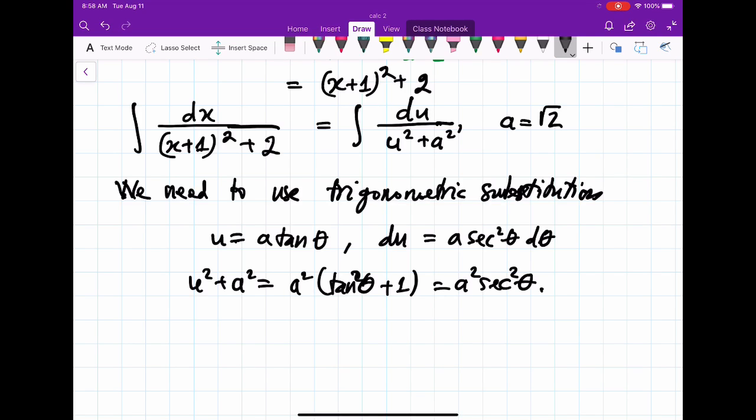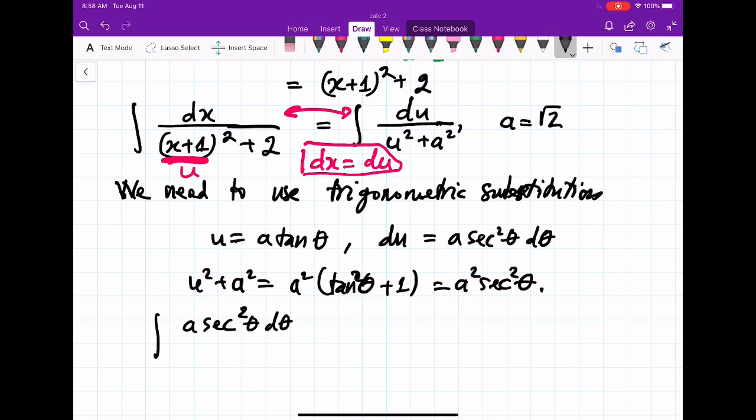When you do this substitution, I didn't mention this, but when you put u equal to x plus 1, dx is just du, so we don't change anything in the integral. But if this part is a little bit different, sometimes we need to change. Agree? So my integral, du is a secant square theta d theta.